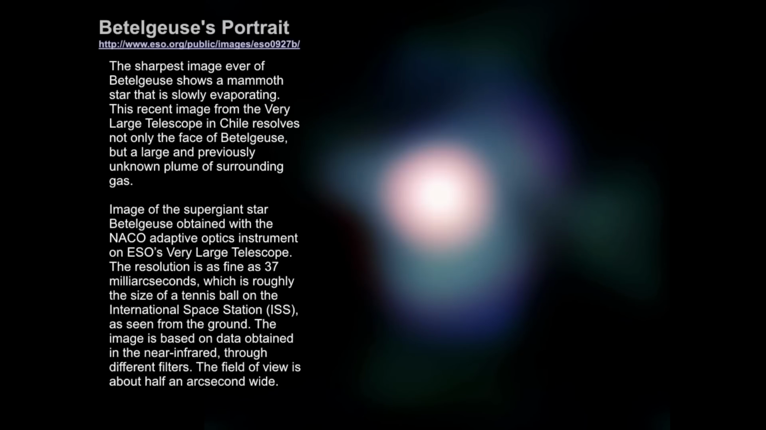And it's an incredibly sharp image. This was taken by the Very Large Telescope in Chile, which is that set of telescopes that we saw from Babak Tafreshi's image from before. And we're actually seeing this unknown plume to the right. What's funny is the individual pixels are as small as 37 milliarcseconds, which is about the same size as a tennis ball viewed from the ground at the International Space Station, and it is all near-infrared imaging.